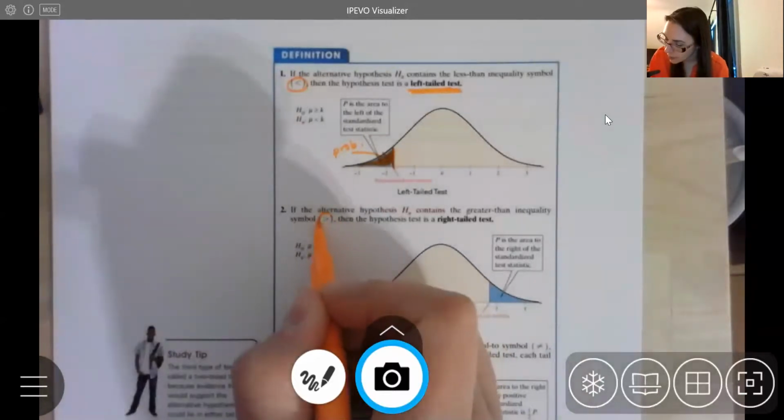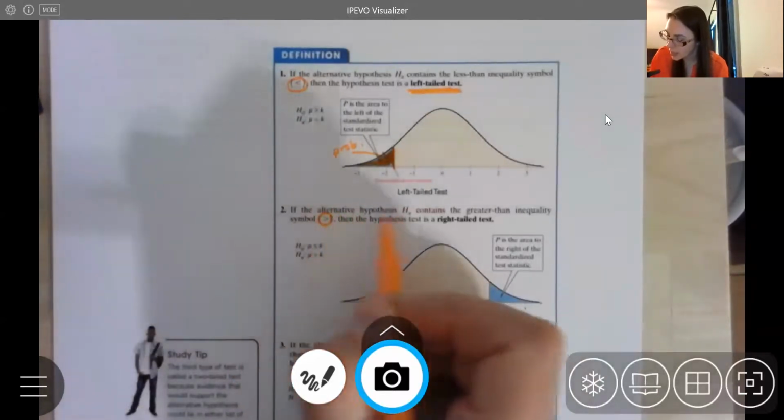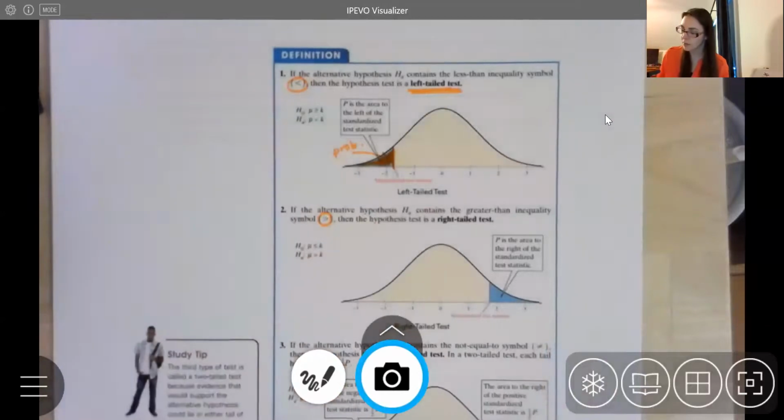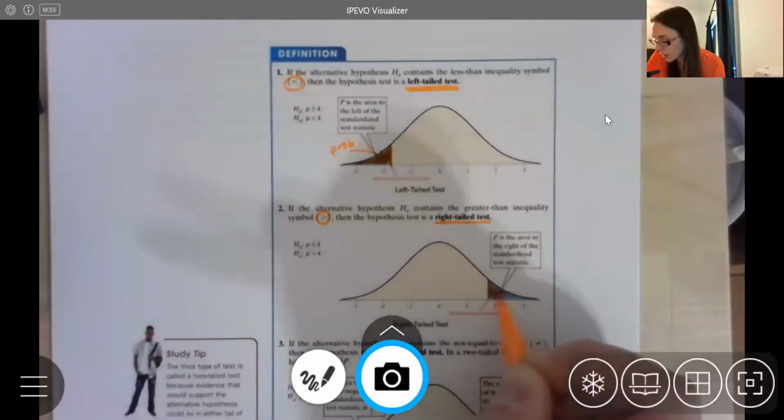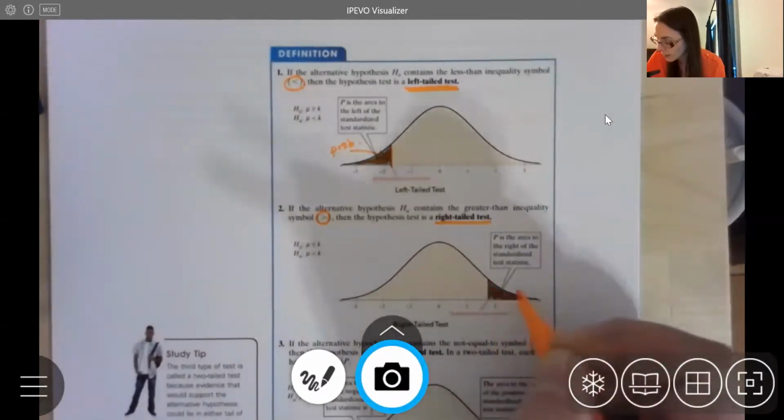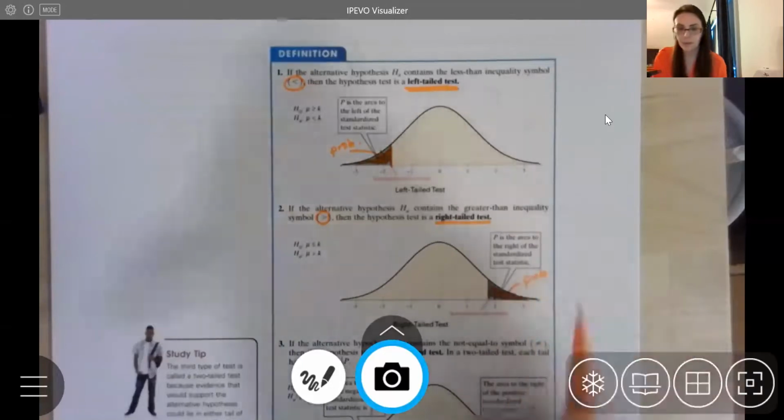If your alternative hypothesis has a greater than symbol, so again, it's the alternative hypothesis, just be careful here, then you're going to use a right-tailed test. So the area that we're looking for under our curve is going to be on the right side.